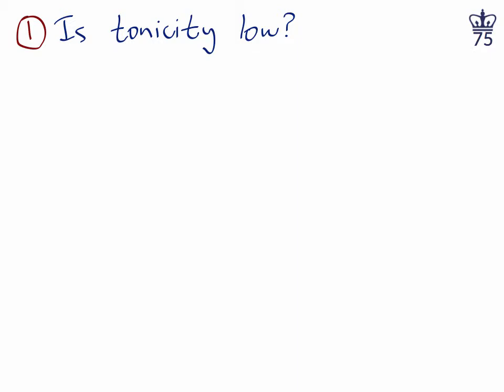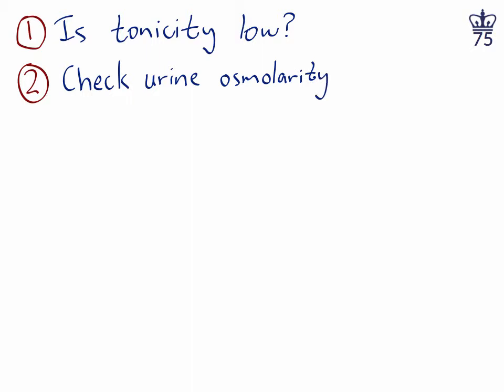Some of this information will come from taking a good history, but urine studies are also necessary. In reality, the next 3 steps can be performed in parallel, but I'm presenting them in this order because it makes it the easiest to understand. So step 2, measure the urine osmolarity. Urine osmolarity tells us about the action of the hormone ADH.